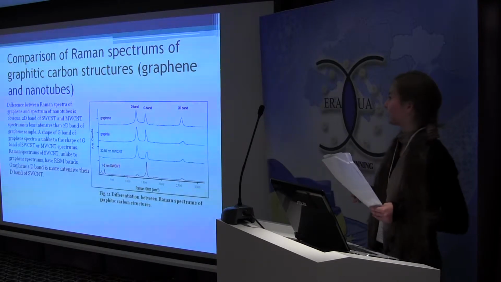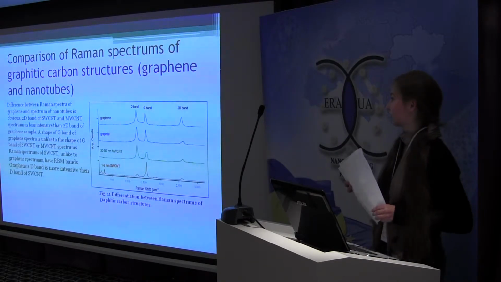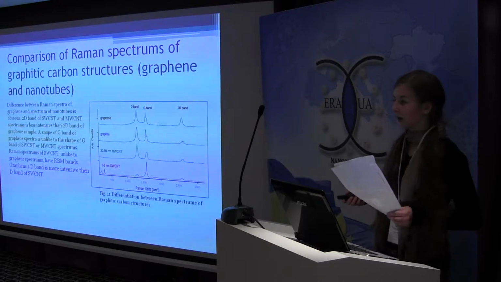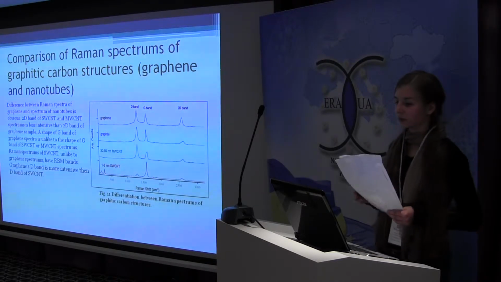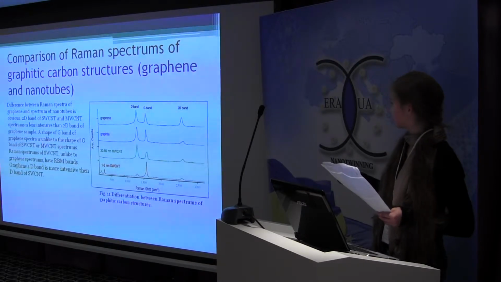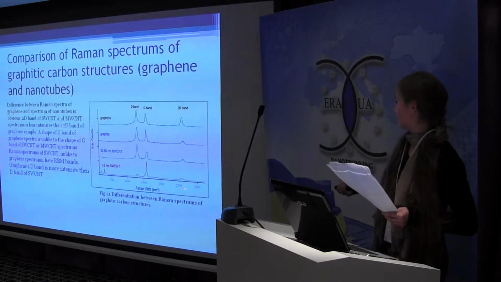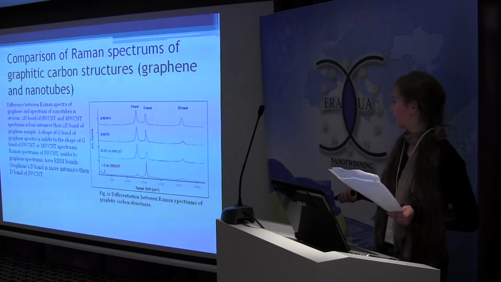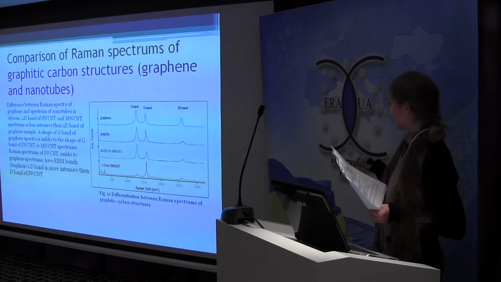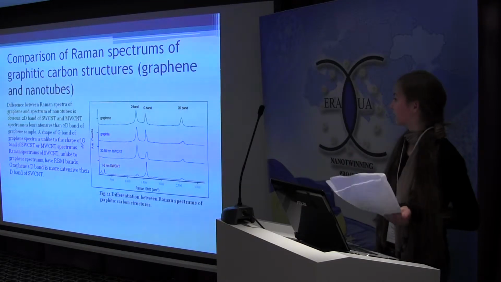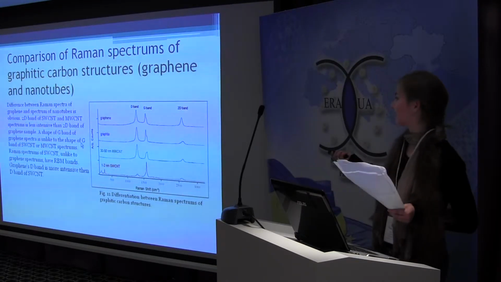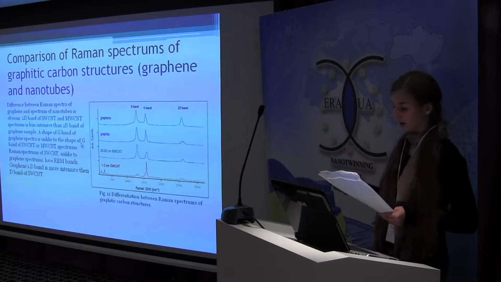Comparison of Raman spectra of graphitic carbon structures, graphene and nanotubes. The difference between the Raman spectra of graphene and the spectrum of nanotubes is obvious. The 2D band of graphene is more intense than in carbon nanotubes, and the shape is different in the D band and 2D band.